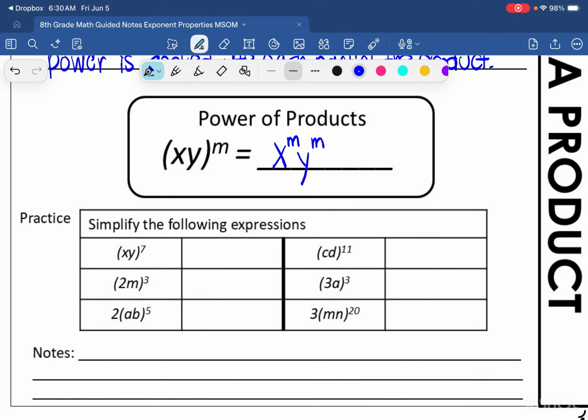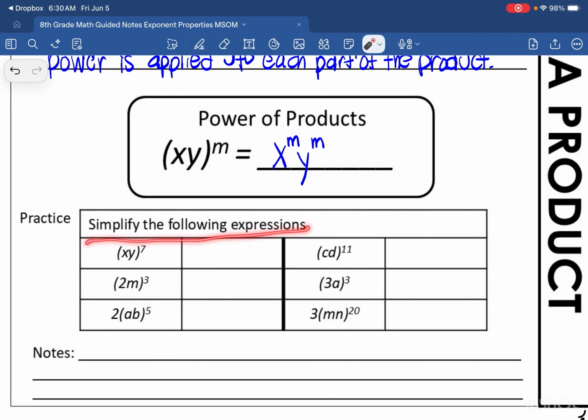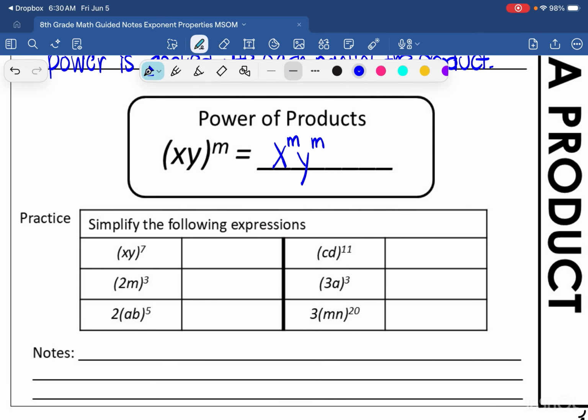Practice. Simplify the following expressions. x times y to the 7th is the same as x to the 7th y to the 7th. 2 to the m cubed is the same as 2 cubed m cubed. 2 cubed is 8 times m cubed.